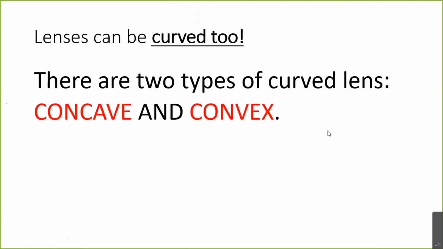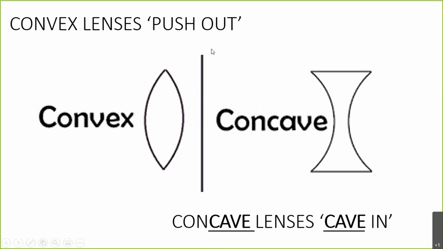All right, so lenses are curved too, and they have the same namesake. So we have two types of lenses, concave lenses and convex lenses. Convex lenses push out, just like convex mirrors, and concave lenses cave in. So we're talking about the surface of the lens. Convex lens, push out; concave lens, push in at the surface. So far, you've done nothing but replace the word mirror with lens. Everything is the same. It's not going to stay the same, though.